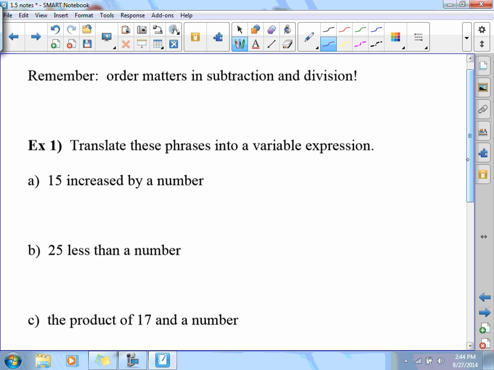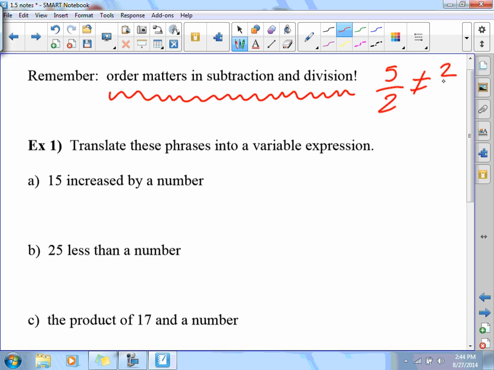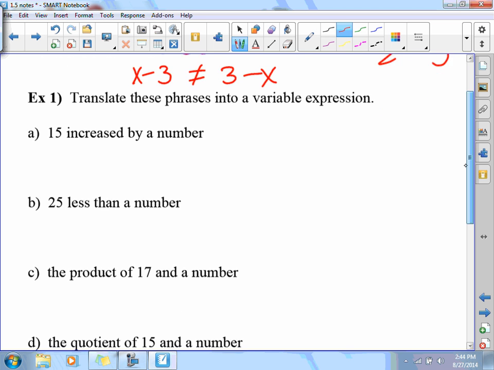You have to remember that order matters for subtraction and division. 5 divided by 2 is not the same thing as 2 divided by 5. And for subtraction, x minus 3 is not the same as 3 minus x. You can add in any order and you can multiply in any order, but not for subtraction or division. That's why I put a little star on that chart by less than, because order matters, especially when you see that phrase less than.